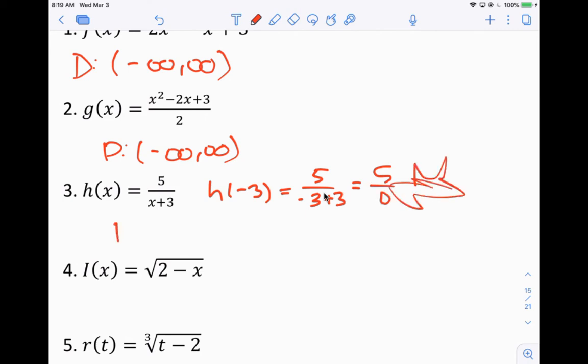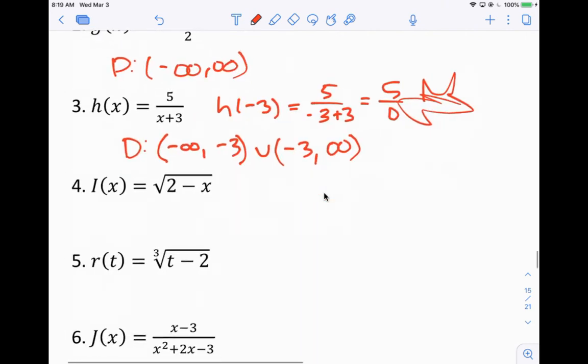And so the domain here is going to be, careful, everything below that is still fine. So negative infinity to -3 and -3 to infinity, just not -3. Okay, I'm just saying to the audience, hey, when you're working with this, don't plug in -3, your paper will explode.